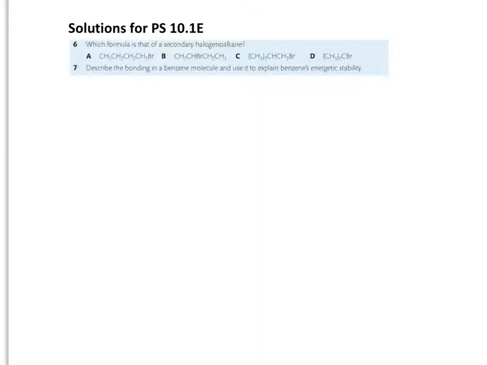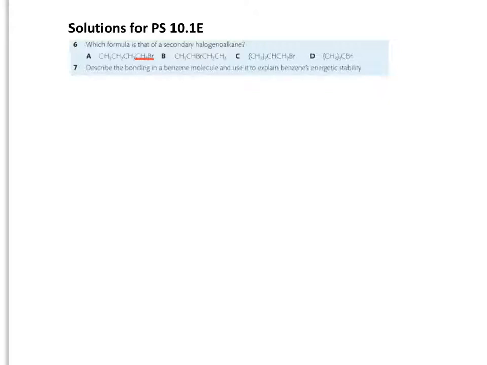So I have to look at where the halogen is attached and what else is attached to that carbon atom. So when I look at the first one, I can see pretty easily, even without drawing this, that the bromine is going to be attached to this last carbon, and then that carbon is attached to 2 hydrogen and 1 carbon, so that's going to be a primary.